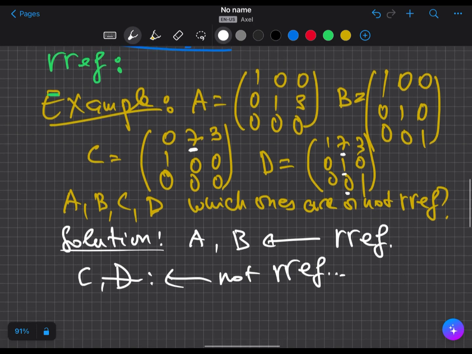Okay, so in the next video together, we will see how to apply the Gauss reduction method and how to Gauss reduce a matrix, and so solve any system of linear equations. Thank you.